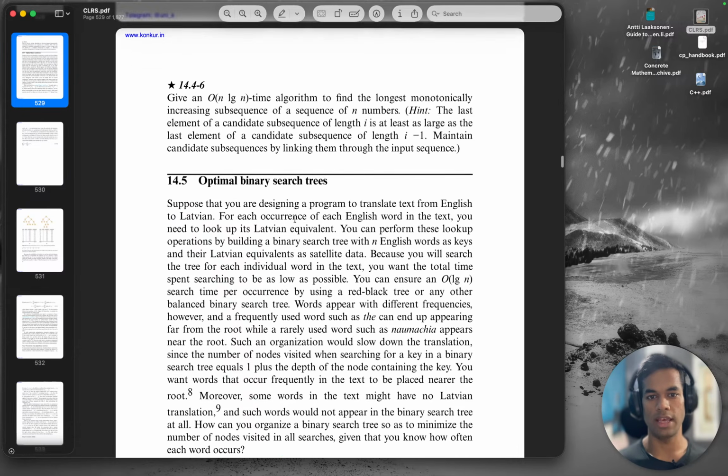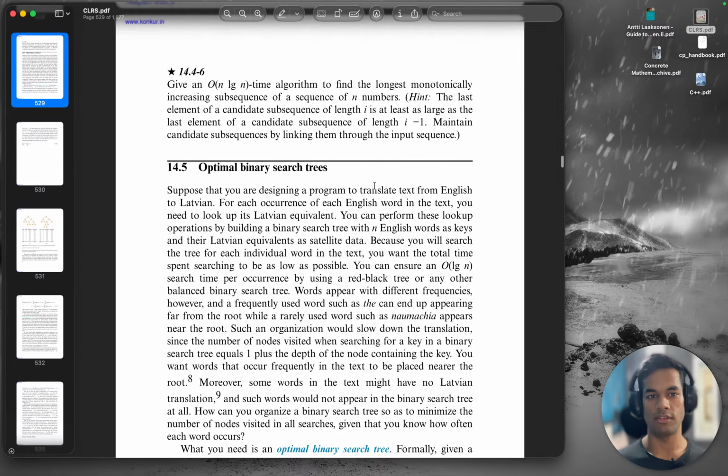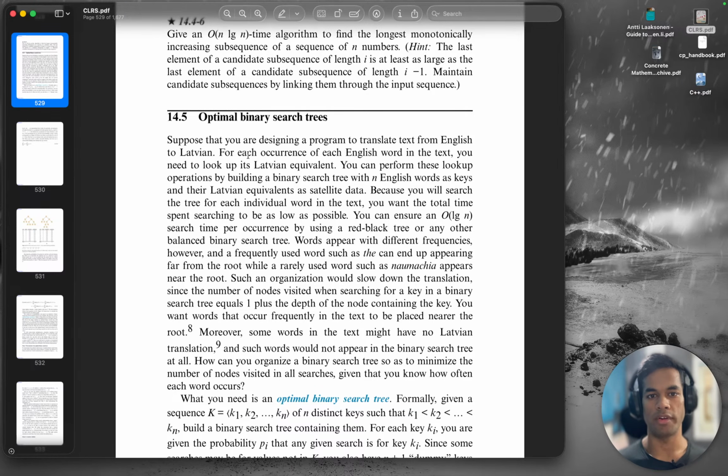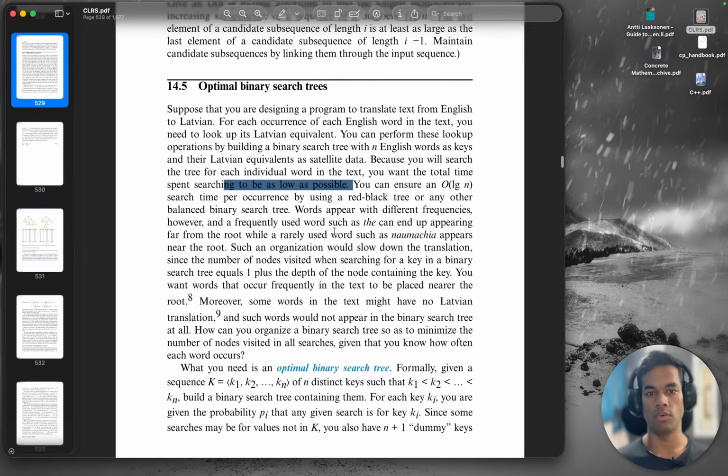Suppose that you are designing a program to translate text from English to Latvian. For each occurrence of each English word in the text, you need to look up its Latvian equivalent. You can perform these lookup operations by building a binary search tree with n English words as keys and their Latvian equivalents as satellite data. Because you will search the tree for each individual word in the text, you want the total time spent searching to be as low as possible.